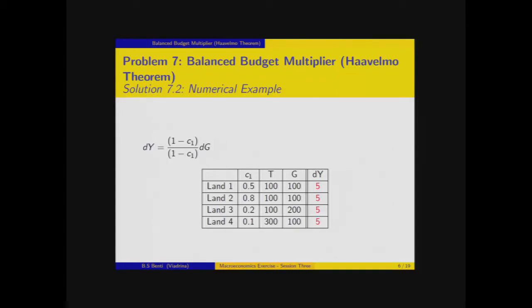So here the solution of this exercise 7.2 would look like that. Each country in the given scenario would have a value of 5 for dY. In order to make sure that we are on the correct path, we can take one country as an example and calculate by how much our dY would be if we increase government expenditure and taxes by 5 units.